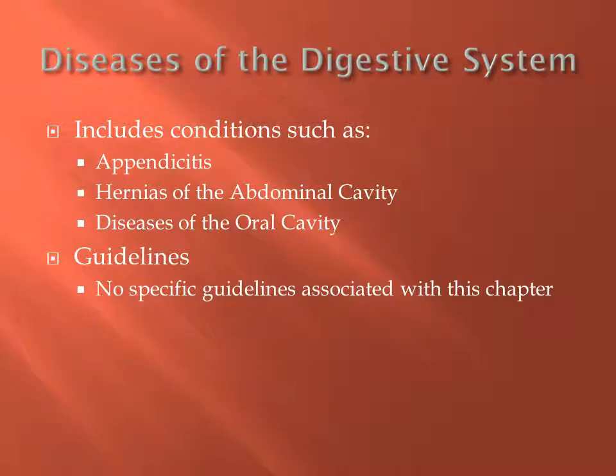Diseases of the digestive system. This includes conditions such as appendicitis, hernias of the abdominal cavity, diseases of the oral cavity. For this chapter, there are no specific guidelines associated with it.